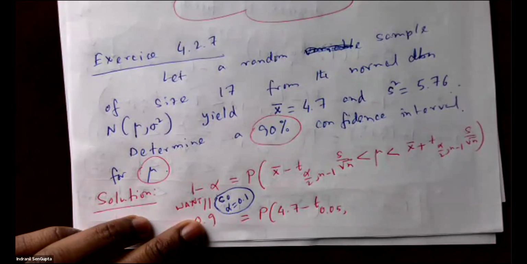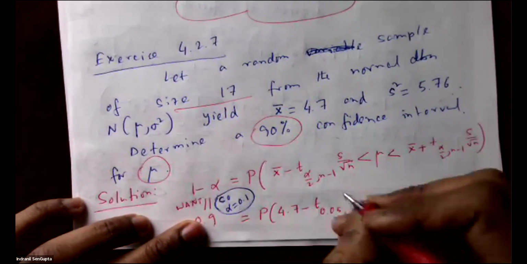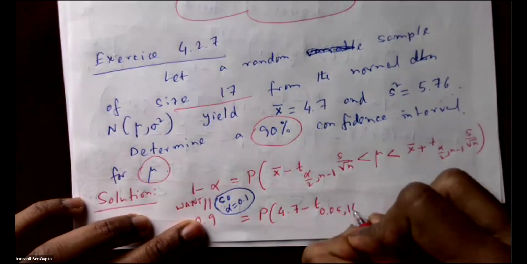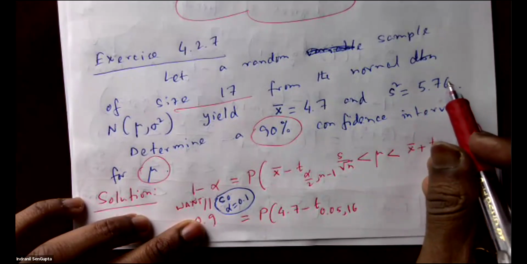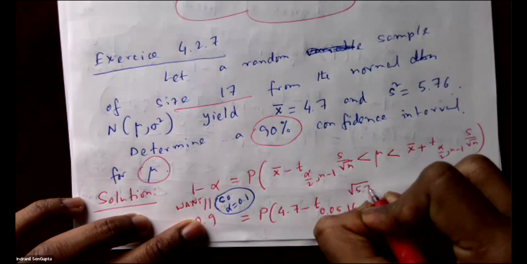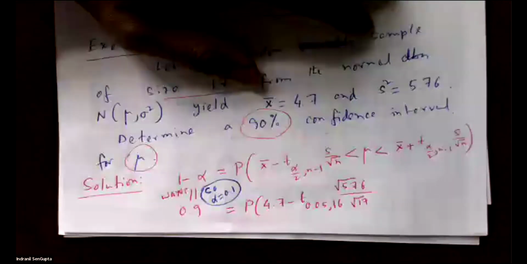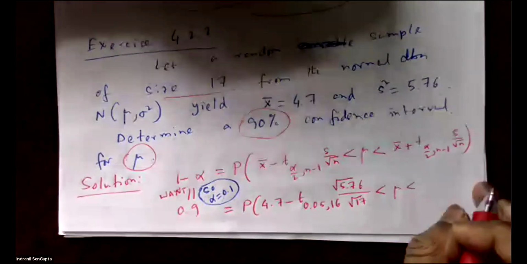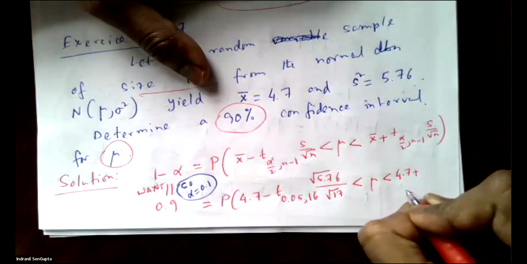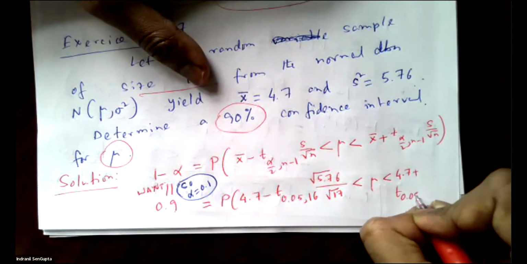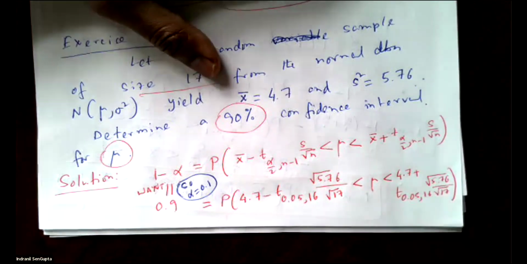N minus 1, what is the degrees of freedom? The size is 17, so n is 17, and n minus 1 is 16. S is the square root of 5.76, so it's the square root of 5.76 over the square root of 17, less than mu, less than, the same thing with the plus sign: 4.7 plus t of 0.05 comma 16, times the square root of 5.76 over 17. Okay, that's the expression.